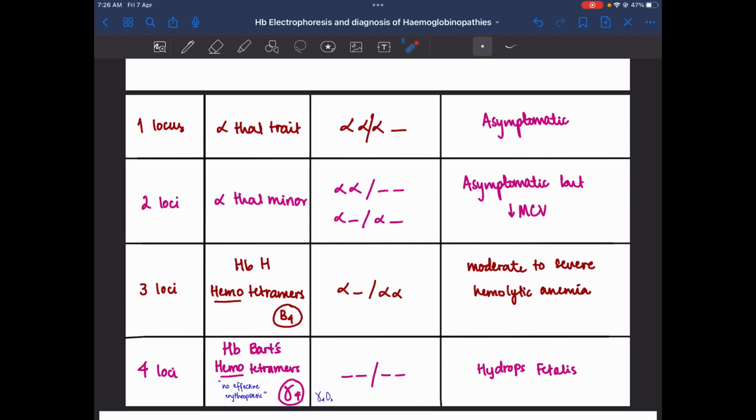Now, asymptomatic is because, again, we said that each of these is responsible for 25%. Each of these alpha entities is responsible for 25% of the total body's alpha globin chain production, right? So with one of them missing, you have 75% of the chains that are still being produced. And that pretty much is enough for your body to be able to cope with. And so you're going to be asymptomatic right here.